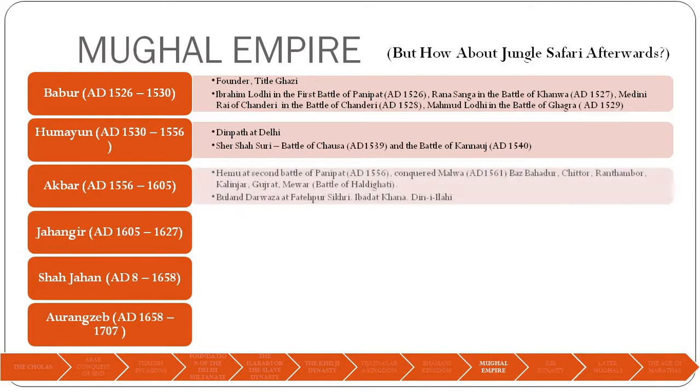Next came Akbar. He was coronated at the young age of 14 by Bairam Khan. He defeated Hemu at the second battle of Panipat. With the help of Bairam Khan, he conquered Malwa in AD 1561, defeating Baz Bahadur, followed by Garha Katanga, Chittor, Ranthambore, Kalinjar, Gujarat, Mewar. In Mewar, the battle was known as the Battle of Haldi Ghati, which was in AD 1576.